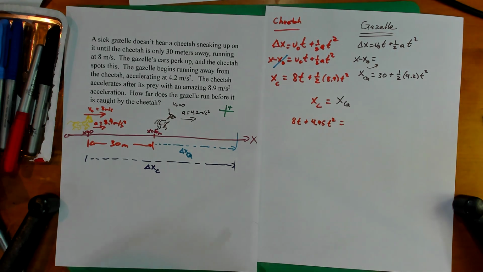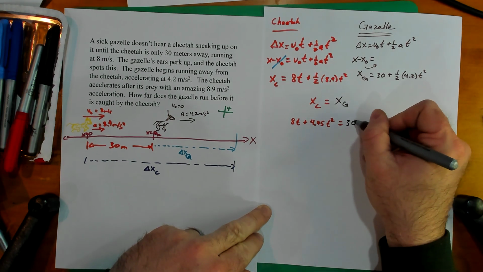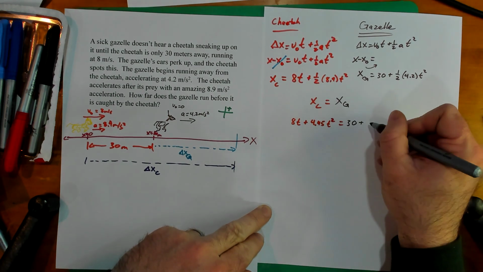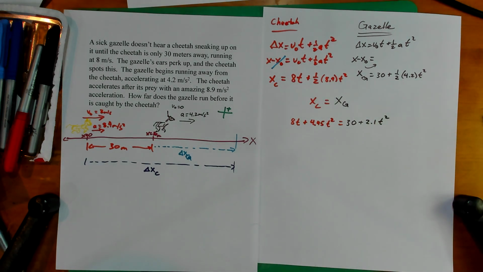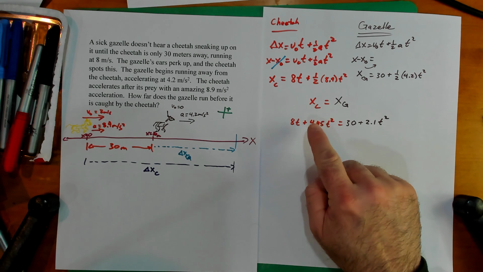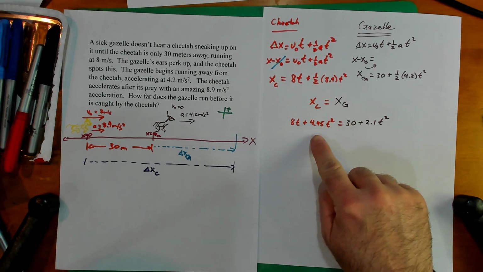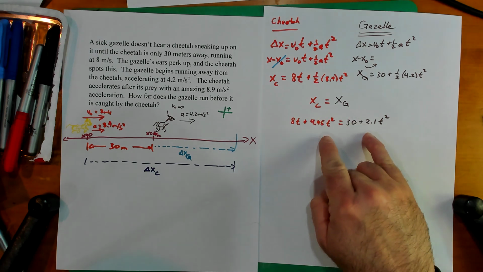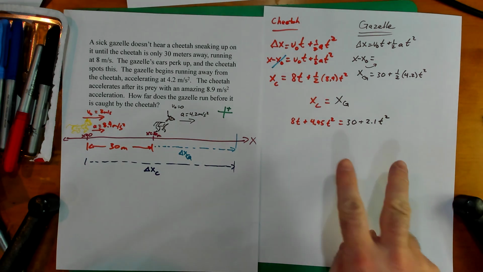Okay, and that's got to be equal to, on the other side, the gazelle's position equation: 30 plus half of 4.2, which is 2.1, right? So what I'm doing here is saying the positions are equal. This is going to give me the times that go with when the position is equal, so I'll find the times when they're at the same position. So I need to go ahead and solve this equation for t.